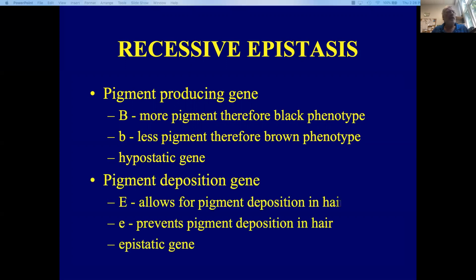And this gene gets blocked in some, and therefore it's the hypostatic gene. Then we have a pigment deposition gene, where big E, the dominant allele, allows for the pigment deposition in the hair, but little e prevents pigment deposition in the hair, so regardless of what the B genotypes are, the dog ends up being pale, and that is a blonde or yellow lab. So this is the epistatic gene.